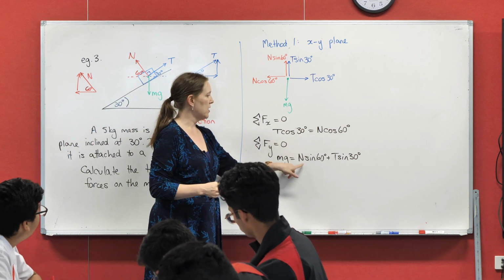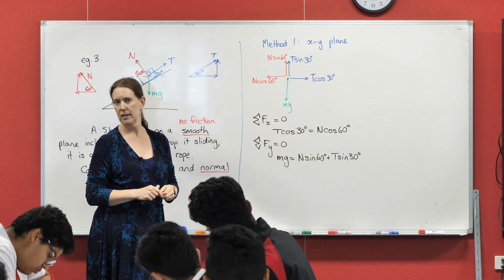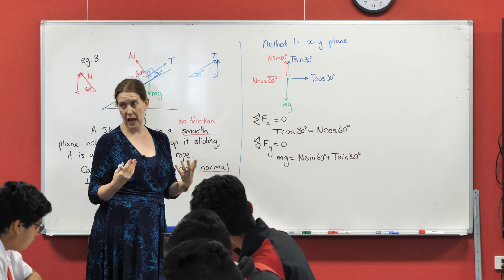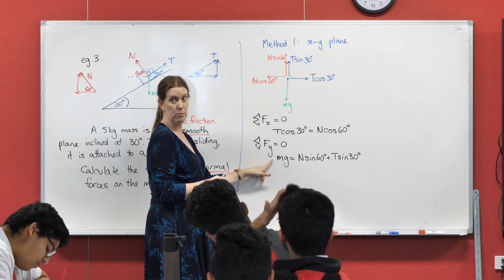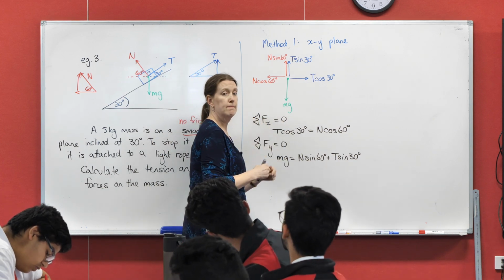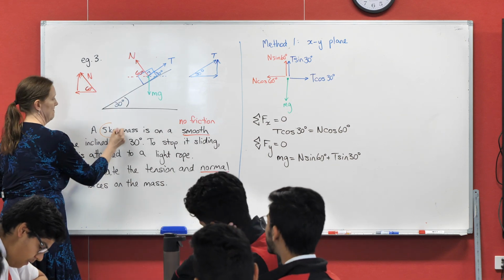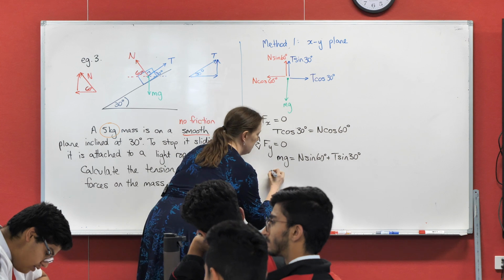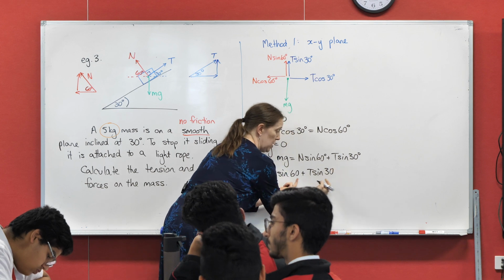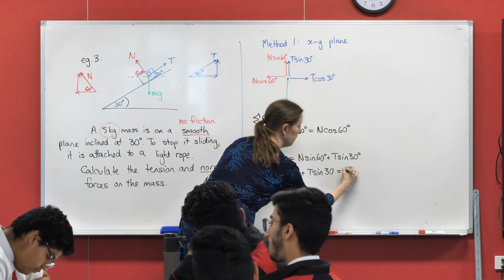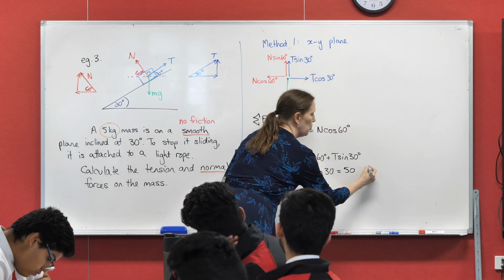Now, I don't have an N sine 60 up here, and I don't have a T sine 30 up there. What am I going to do to allow myself to solve this simultaneously? I now have 2 equations. I actually know what mg is. What is it? 5 kilo mass. Good. So I actually have N sine 60 plus T sine 30, both of which I know, sine 60 and sine 30, equals 50. Agreed? I'm going to call that equation 1.